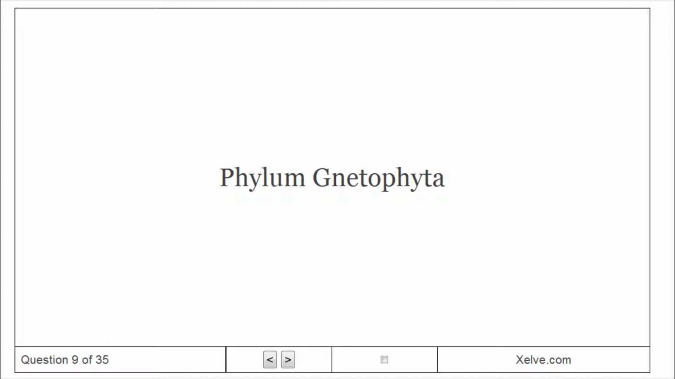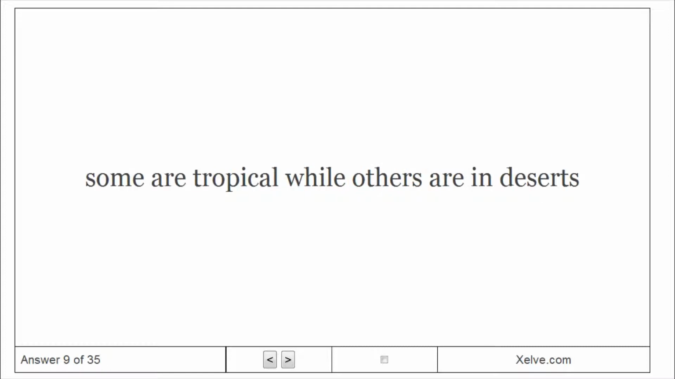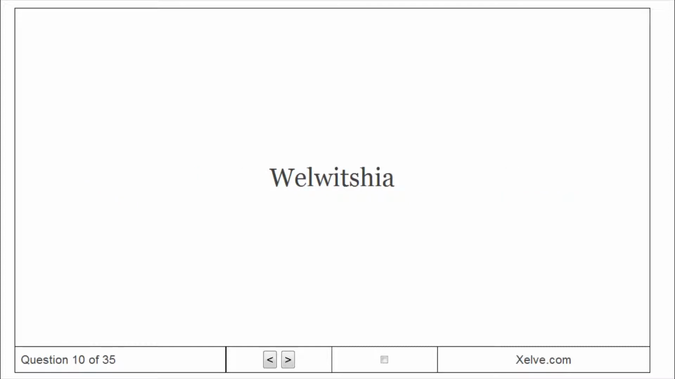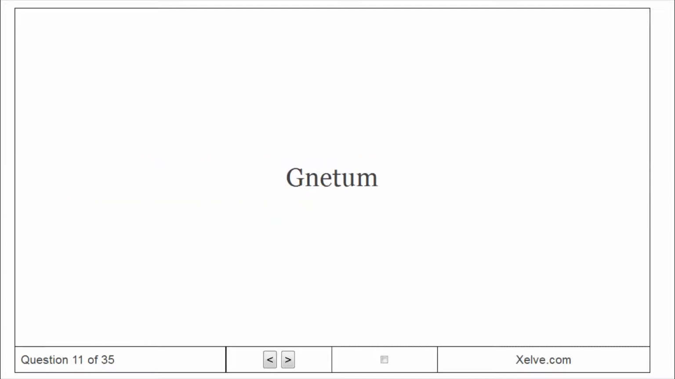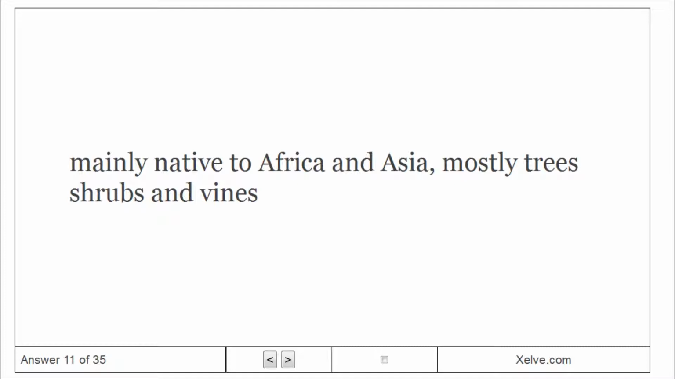Phylum Gnetophyta. Some are tropical while others are in deserts. Welwitschia. Has large leaves, found in the deserts of southwestern Africa. Gnetum. Mainly native to Africa and Asia, mostly trees, shrubs and vines.